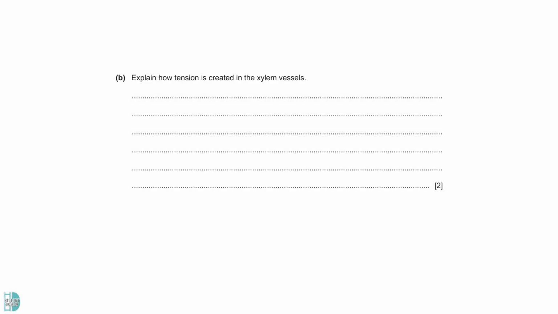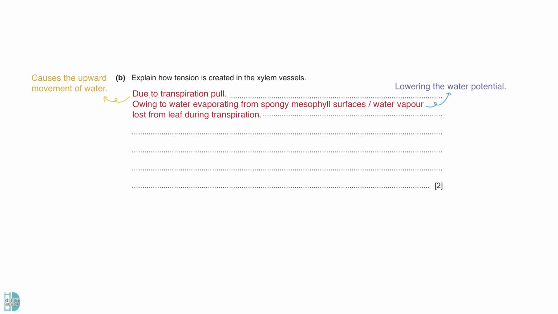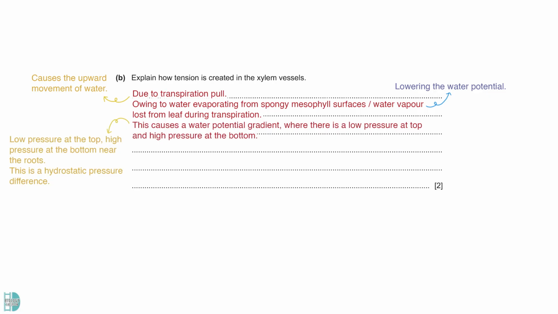B. Explain how tension is created in the xylem vessels. The upward movement of water is due to the transpiration pull. Water evaporates from the cell wall of spongy mesophyll during transpiration. This leads to a low water potential near the leaves. A water potential gradient is created. There is a low pressure at the top of the plants near the leaves and a high pressure at the bottom near the roots. You can also say that it is the hydrostatic pressure difference.